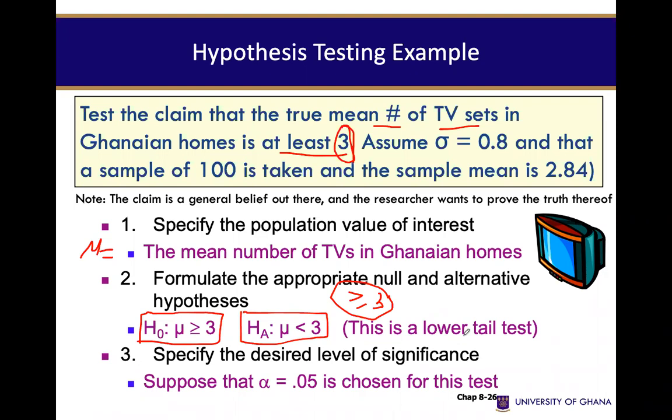Good. Now, step 3 says to specify the level of significance. As I said, the researcher either chooses this or we give it to you. So here we are choosing an alpha equals 0.05 for this test. Okay. All right.